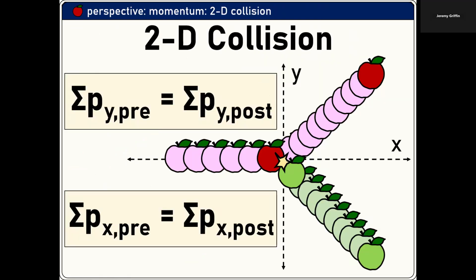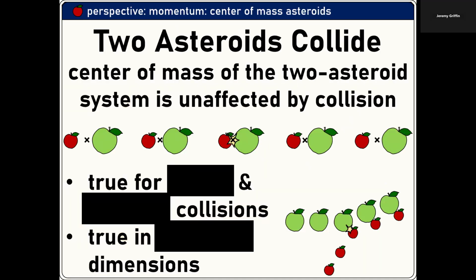Ooh, what if you did see a collision in 2 dimensions? AP usually doesn't get this deep. But if you go to college, you might see a car crash or billiards or something like that. You can do the x direction and also separately the y direction, where momentum's conserved, and solve a system of equations. You could do that in principle, but you won't see that on the AP exam.